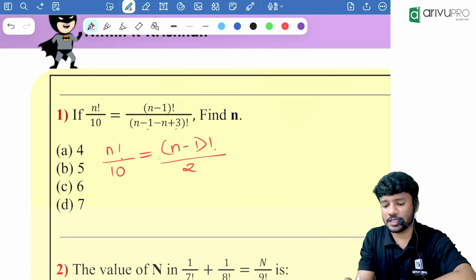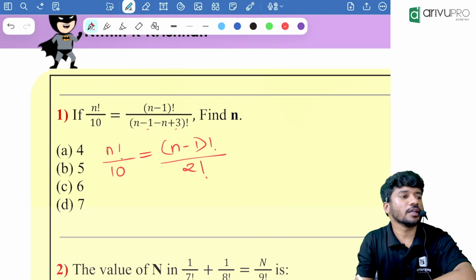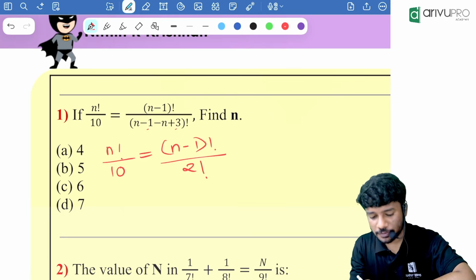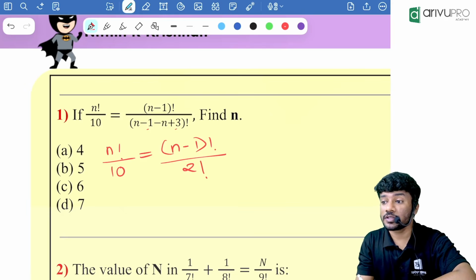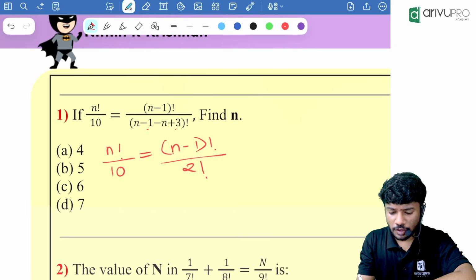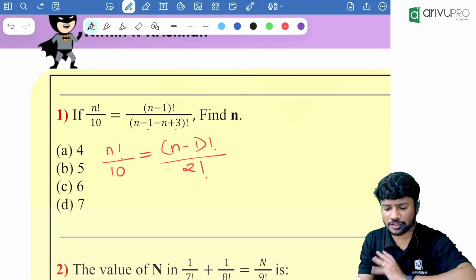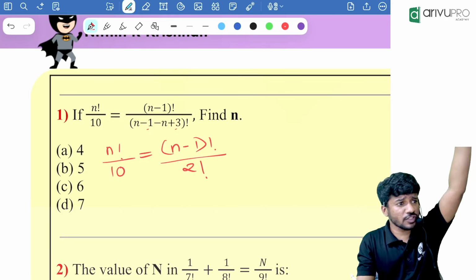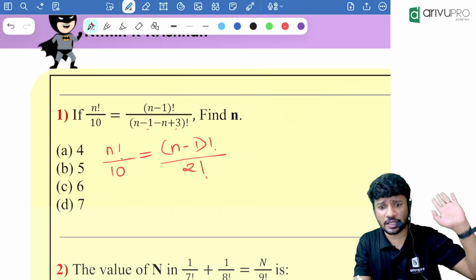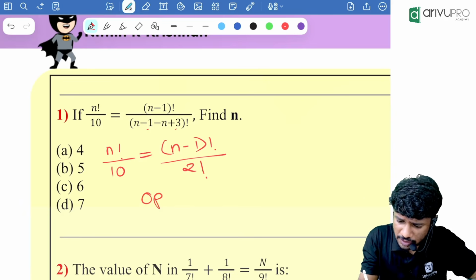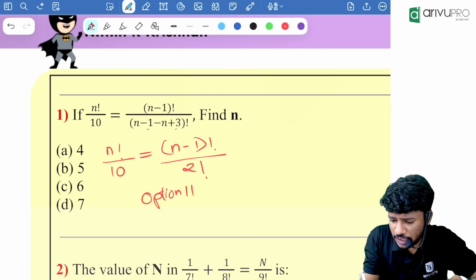Divided by 2 factorial. 2 factorial is how much? 2 itself. So now, option hit for me and get the answer. There is no solving using the conventional method. We will never go there. The easiest method is option hitting.